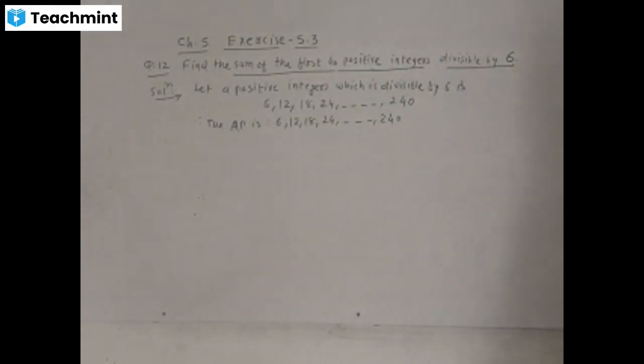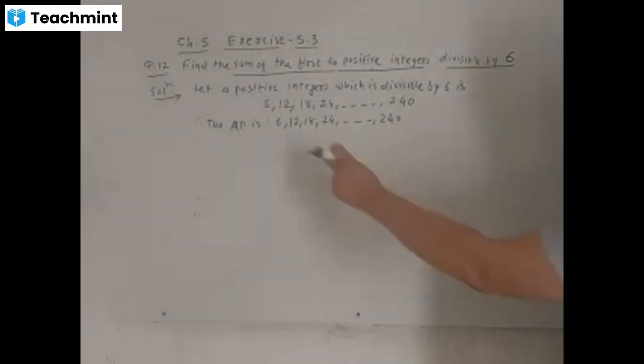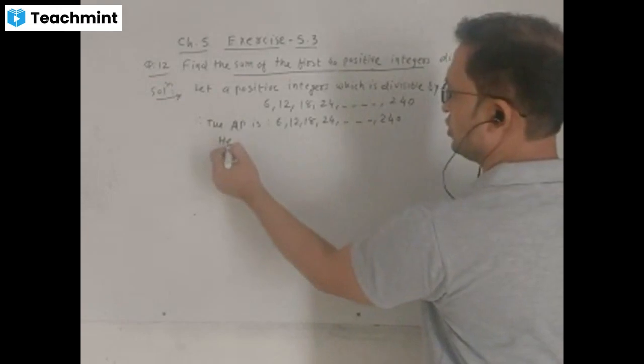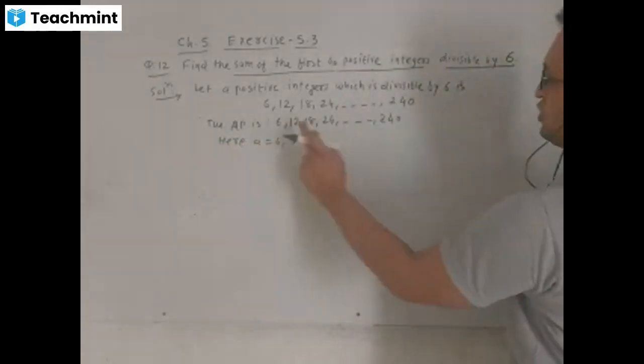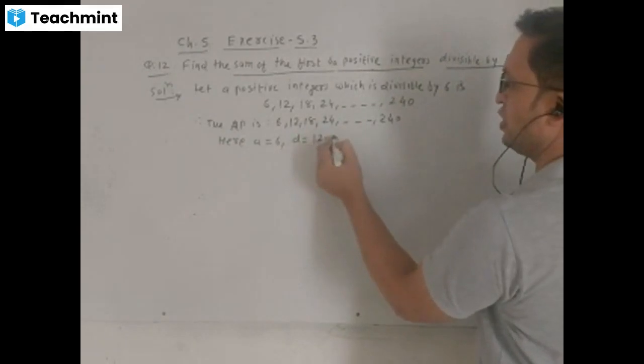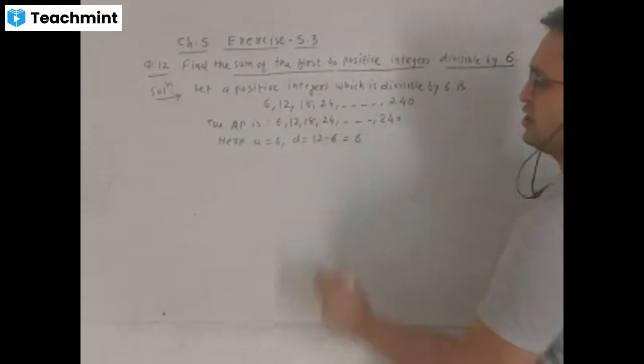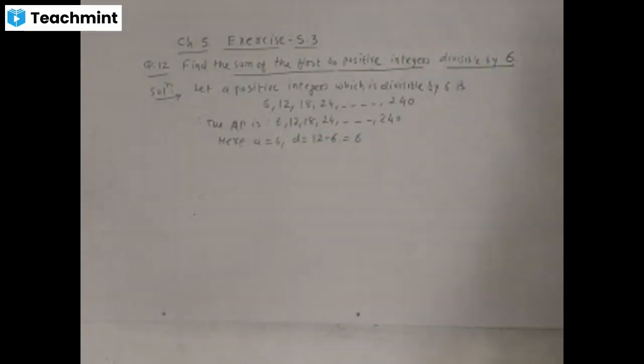And here A is equal to 6. D is equal to the difference of multiples of 6, that is 12 minus 6, A2 minus A1, that is always 6. And N is equal to the number of terms, first 40 positive integers, that means N is equal to 40.